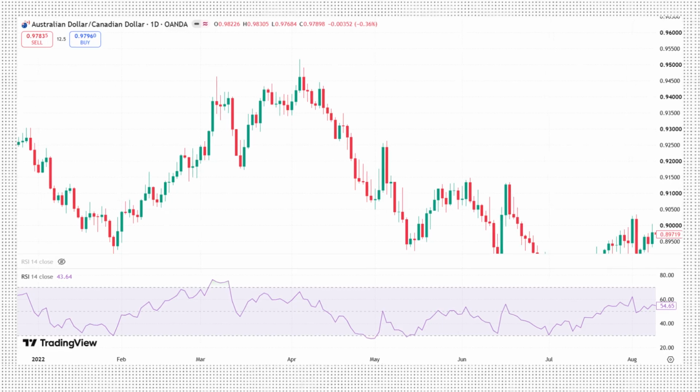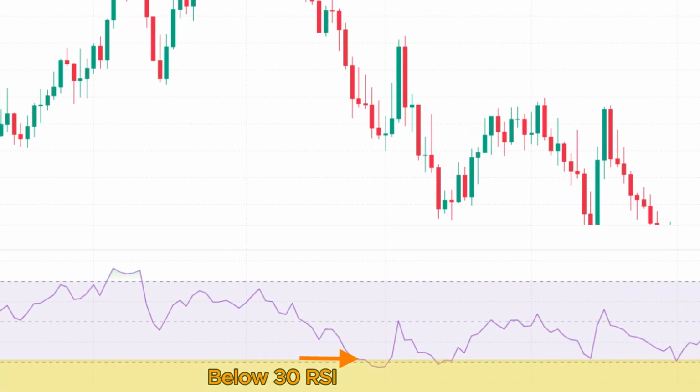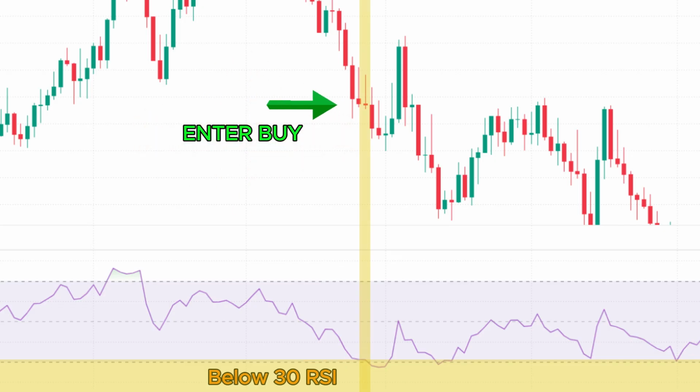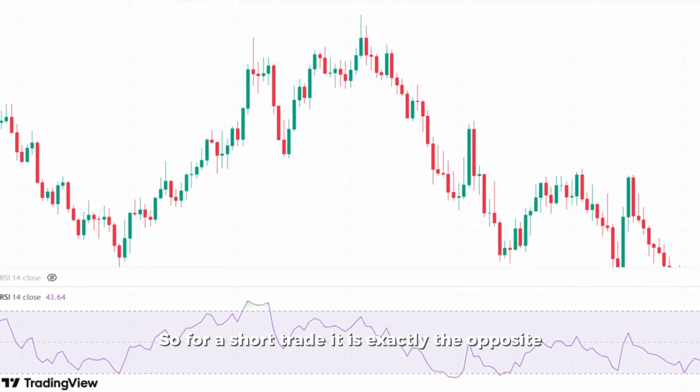So for a long trade, the RSI has to close at or below 30, and the trade is entered at the following day open. It then remains open until the RSI returns back to 50, with the exit occurring at the next daily open. For a short trade, it is exactly the opposite.